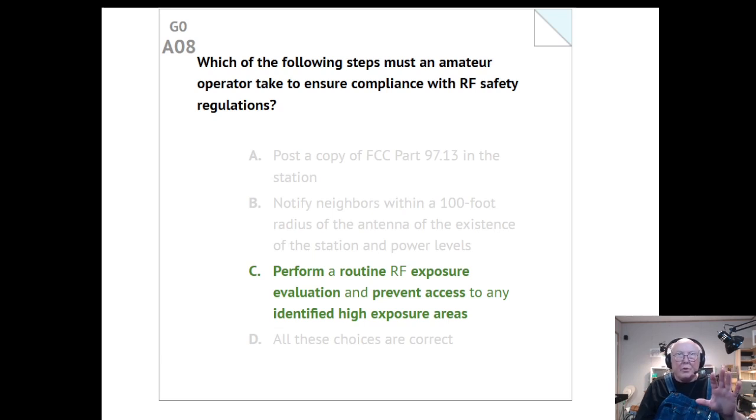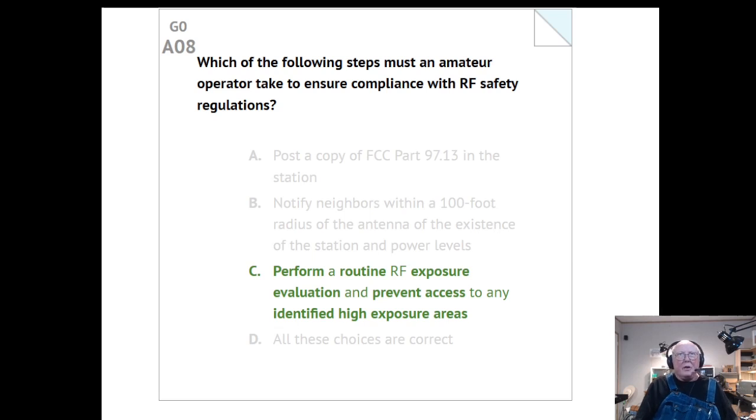Now, they've asked so many questions on this, you can tell they're serious about it. And the correct answer on this one is C. First C we've run across, but it's C. Perform a routine RF exposure evaluation and prevent access to any identified high exposure areas. So you put up a fence around it, or some kind of obstacle to keep people away from it.